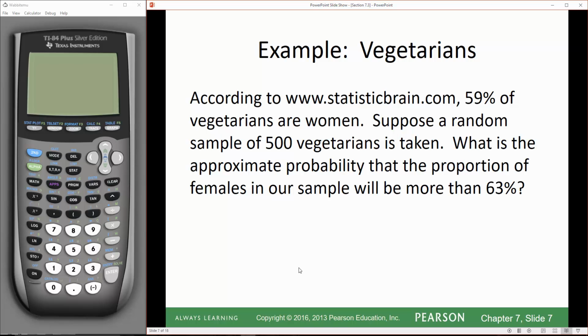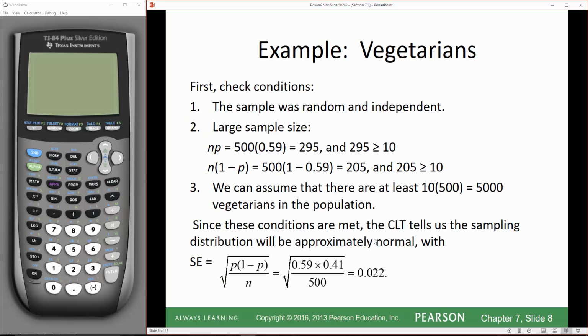So here's another example about vegetarians. According to the statisticbrain.com website, 59% of vegetarians are women. Let's suppose that we have a random sample of 500 vegetarians. What is the approximate probability that the proportion of females in our sample will be more than 63%?